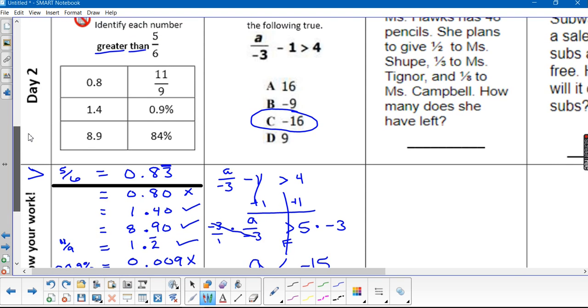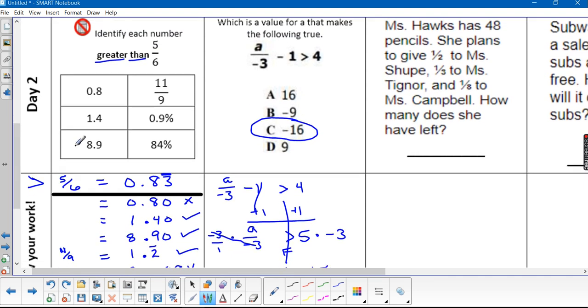Good deal. All right, let's go over here. Got Miss Hawks. She got 48 pencils. Gosh, she got more than I got, that's for sure. She plans to give a half to Miss Shoop, a third to Miss Tignor, and 1/8 to Miss Campbell. How many does she have left?